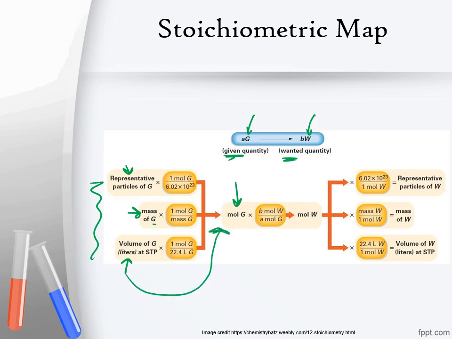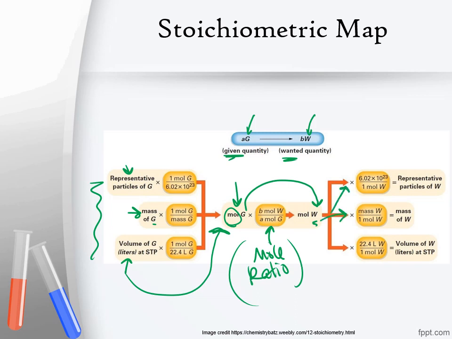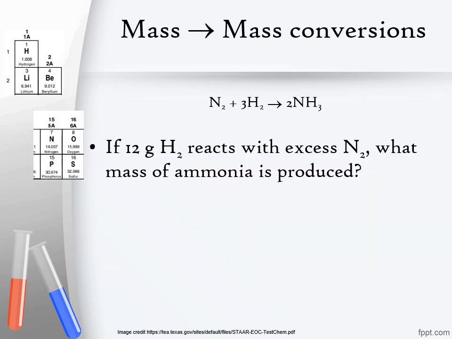Once you convert to moles of your given, then you can use your mole ratio. These are just the coefficients from your balanced equation, mole ratios, coefficients from the balanced equation to turn your givens into your wanteds. And then once we have the wanteds in moles, we can convert those moles to either grams or atoms or molecules or volume in liters. So let's practice. Here we go.